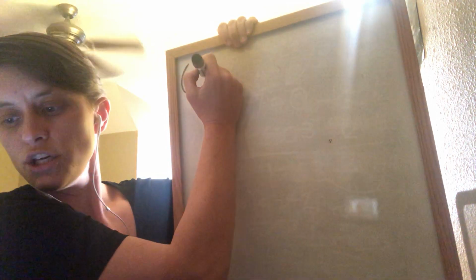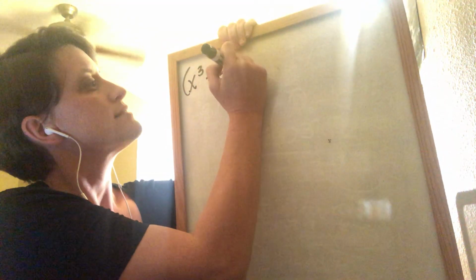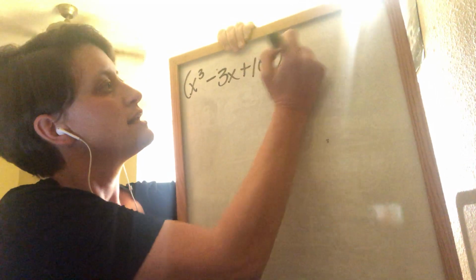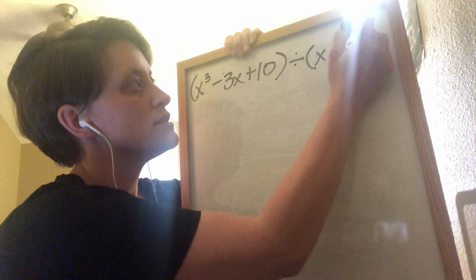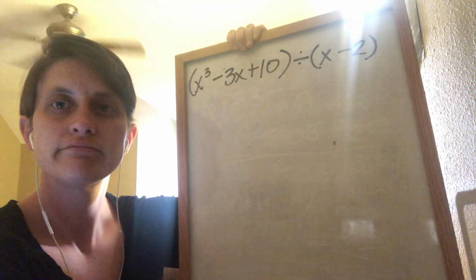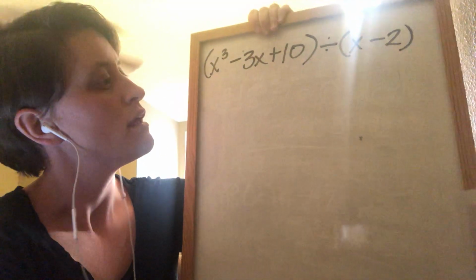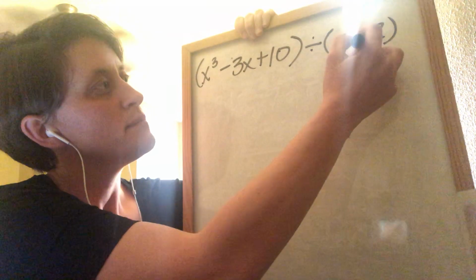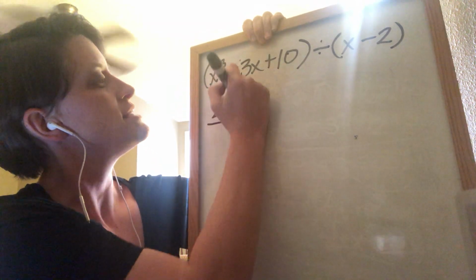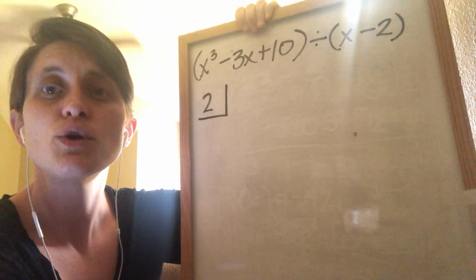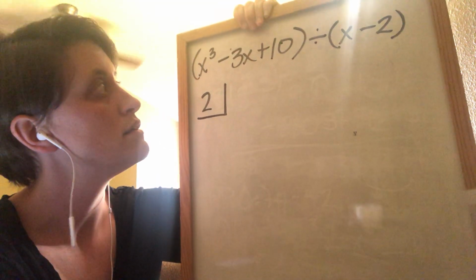Okay, so let's look at x cubed minus 3x plus 10 divided by x minus 2. Okay, setup is the same. Take the opposite of what's in the divisor, put it in the box. In this case, we had a minus 2, so 2 goes in the box.